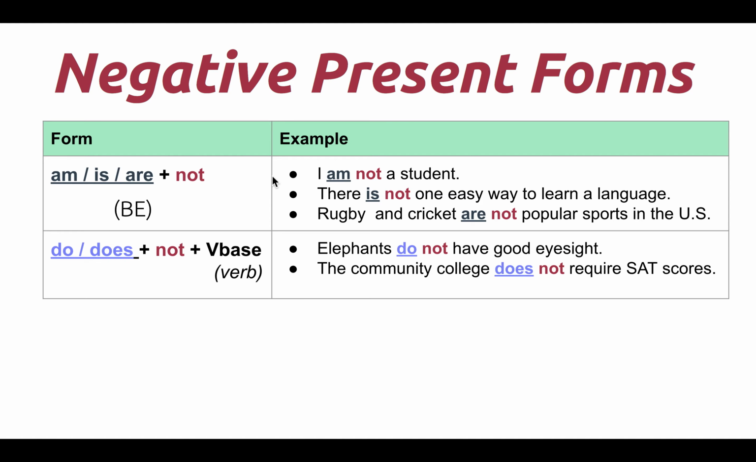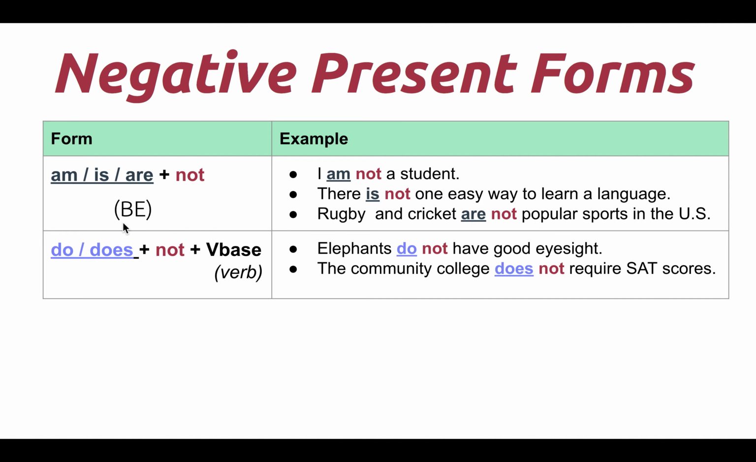For example, I am not a student. There is not one easy way to learn a language, and rugby and cricket are not popular sports in the US. So easy peasy, right? Just add your form be and add not after it.